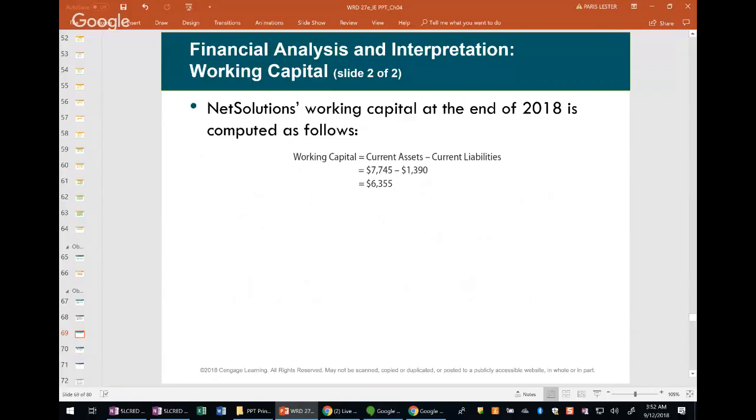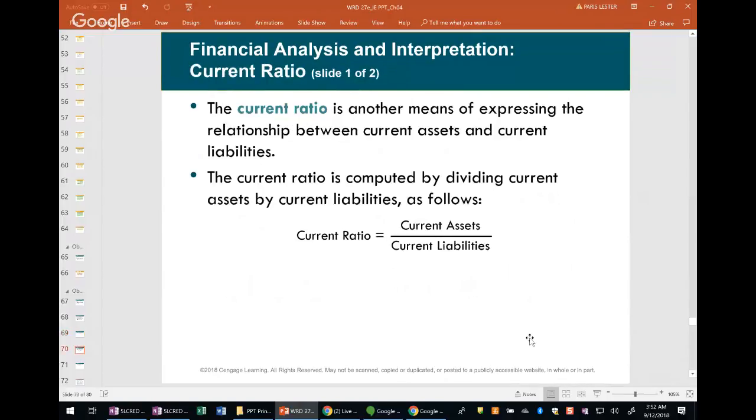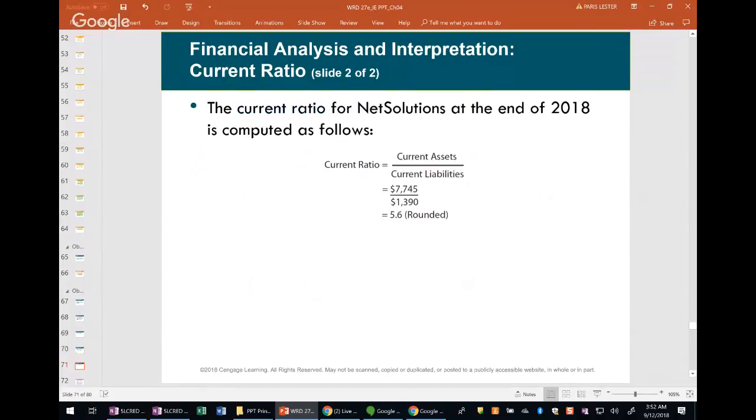So if the current assets is 7745 and your liabilities is 1390, you've got spare cash of 6355 to work with. That's why it's called working capital. And your current ratio is your current assets over your current liabilities. In this case, it'd be 5.6. If a company has 2 or better, it's usually good.